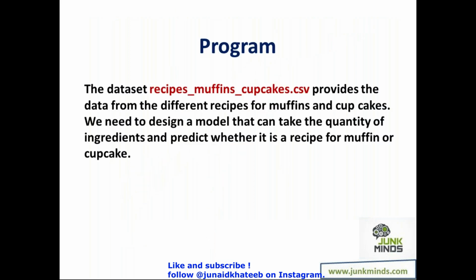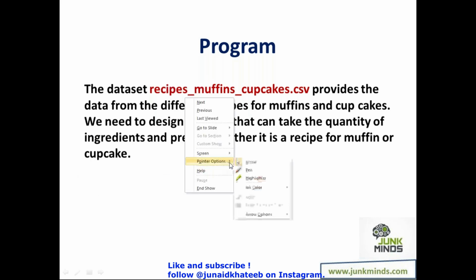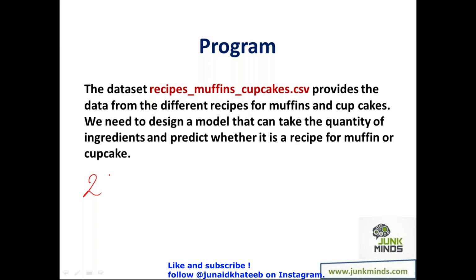Now what I'm doing is going to a data set, and using this data set, I'll first create a support vector machine, and then based on the support vector machine that we design, we will try and make some predictions. Now, what is this data set all about? We have a data set called recipes for muffins and cupcakes. Basically, I have 21 recipes available to me. Some of these recipes are for muffins, and some of these recipes are for cupcakes.